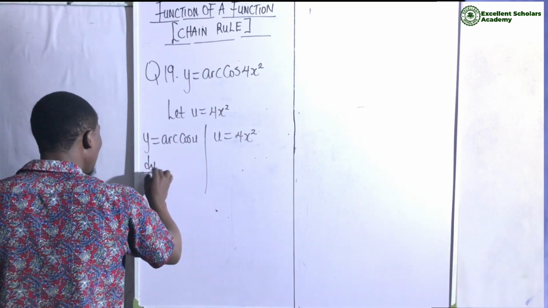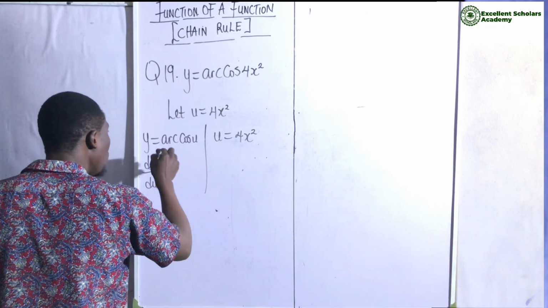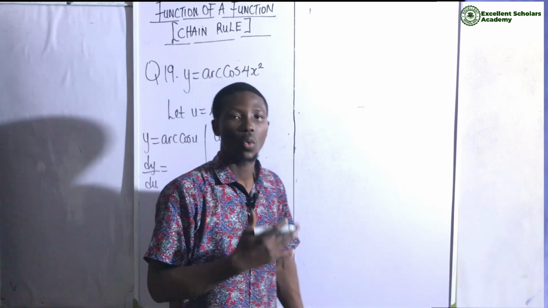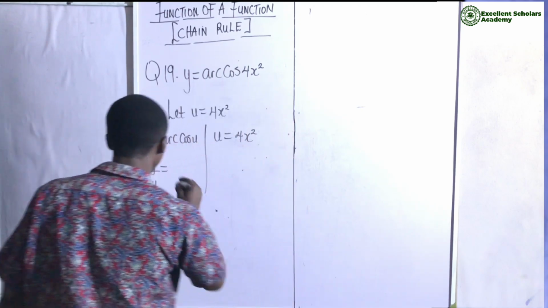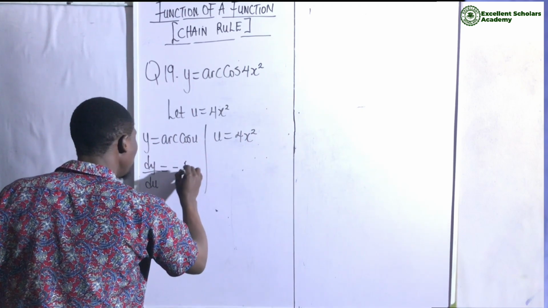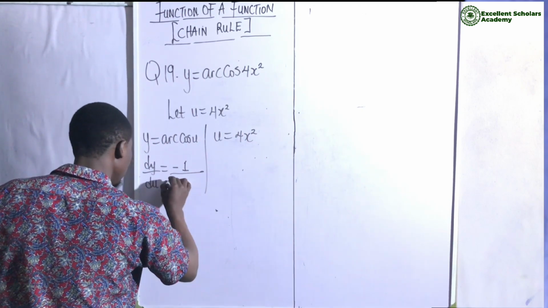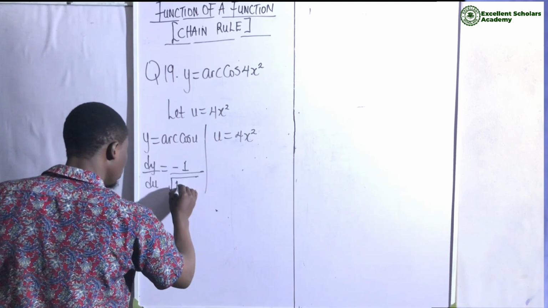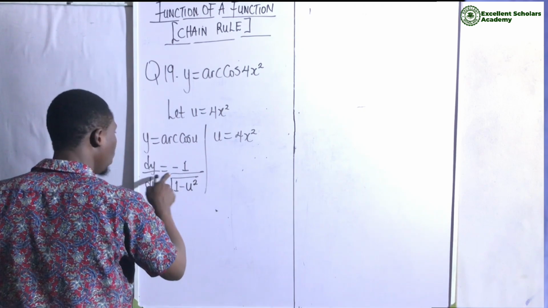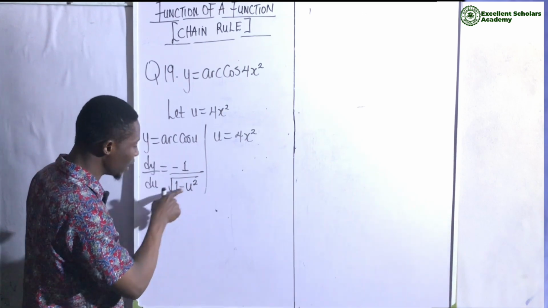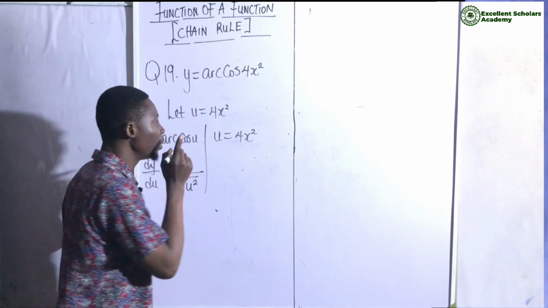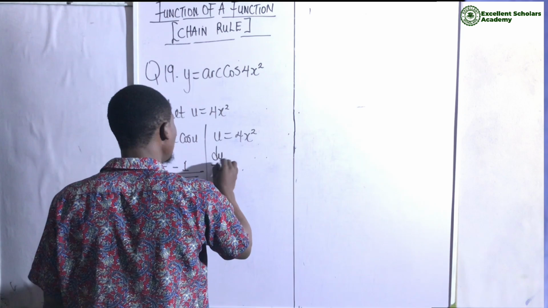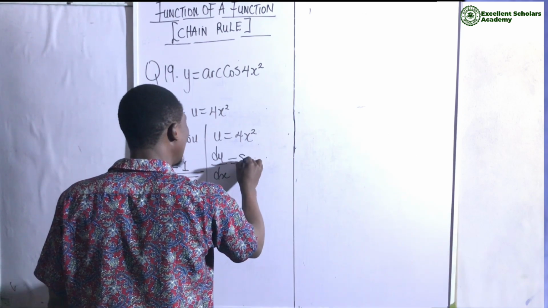Now you have dy du to be equal to, if you differentiate arc cos u, this is with respect to u now, so you are going to have negative 1 over square root of 1 minus u squared. Now if you differentiate this part, this will be du dx. This is going to be 8x.